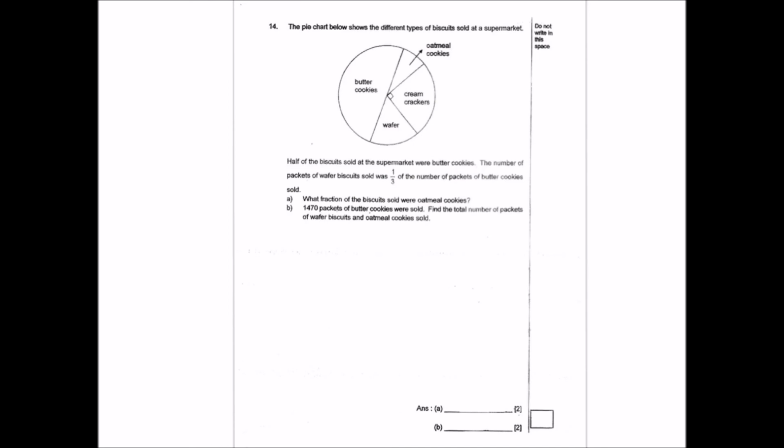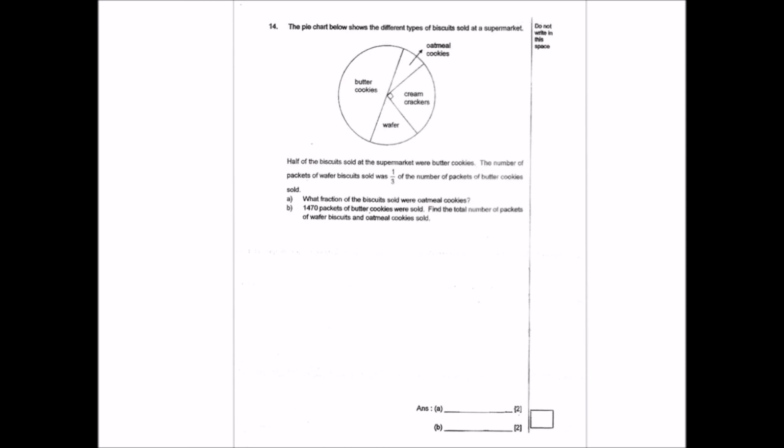Moving on, the pie chart below shows the different types of biscuits sold at the supermarket. Half of the biscuits sold at the supermarket were butter cookies. The number of packets of wafer biscuits sold was 1/3 of the number of packets of butter cookies sold. What fraction of the biscuits sold were oatmeal cookies? And B, 1470 packets of butter cookies were sold. Find the total number of packets of wafer biscuits and oatmeal cookies sold.